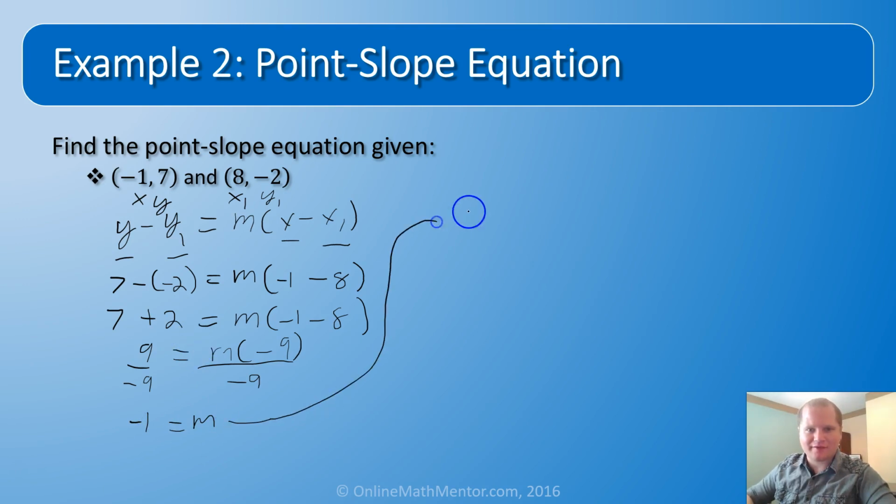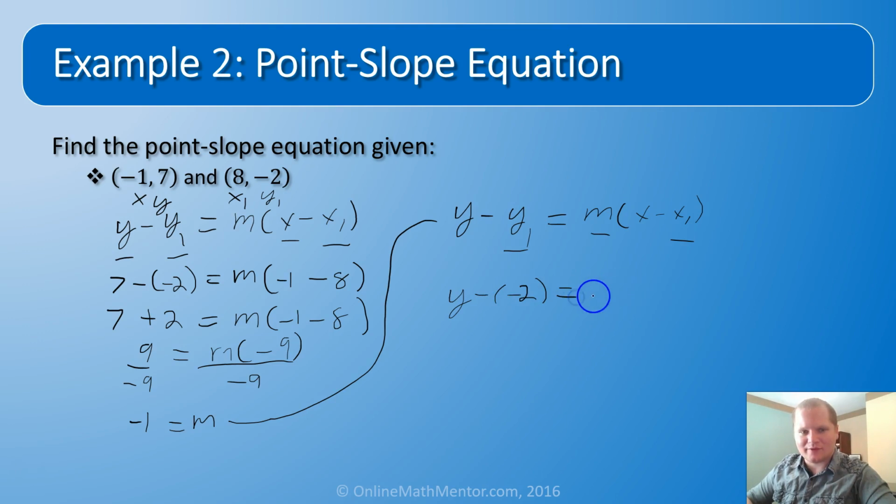So now all that's left is to take it back up here. y minus y1 is equal to m times x minus x1. And now we're going to substitute in y1, x1, and the m we just solved. So we get y minus y1, which is negative 2, is equal to m, which is negative 1, times x minus x1, which is 8. Cleaning it up, we get y plus 2 is equal to negative 1 times x minus 8. And that's our answer.